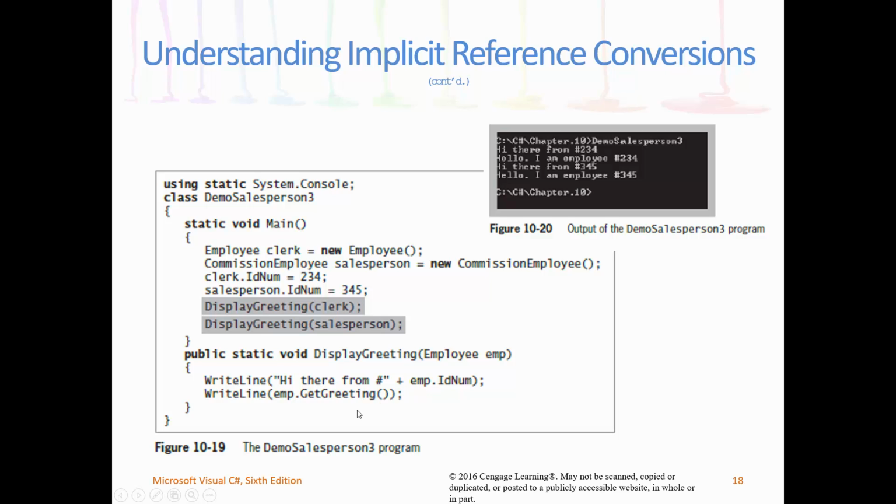So, what do we have here? Well, notice we've got two different employees that we're creating. One is of type employee, one is of type commission employee. The display greeting is part of the employee class, but I can call it and pass either an employee object or one of its derived objects. And you'll notice when we take a look over here, they both work.